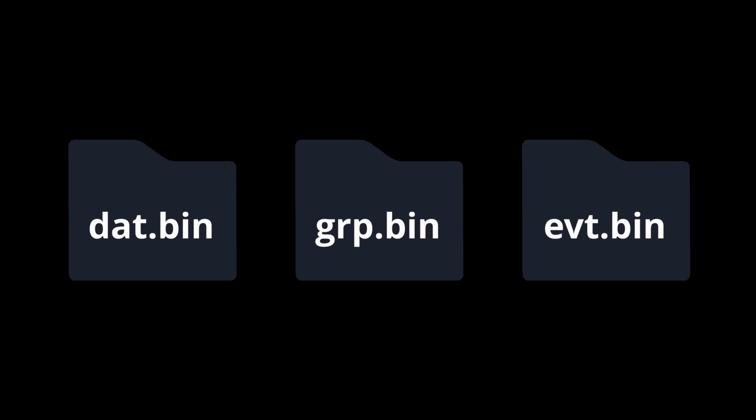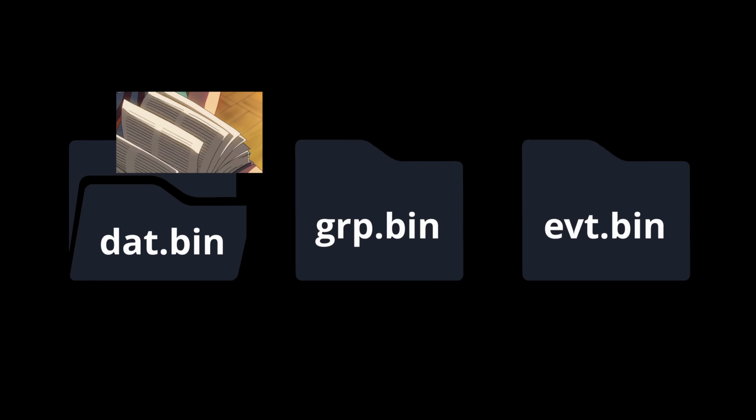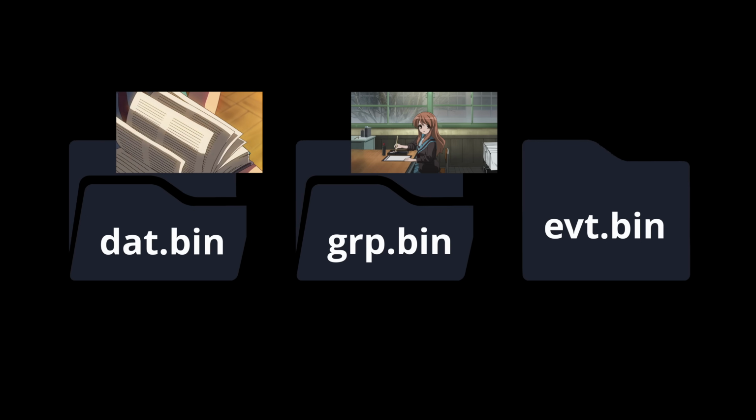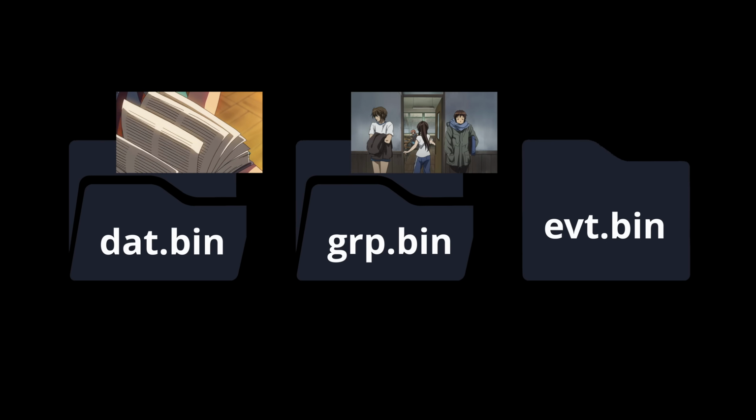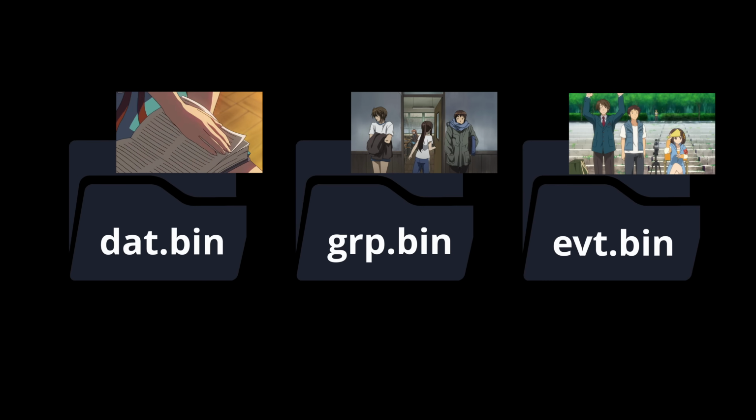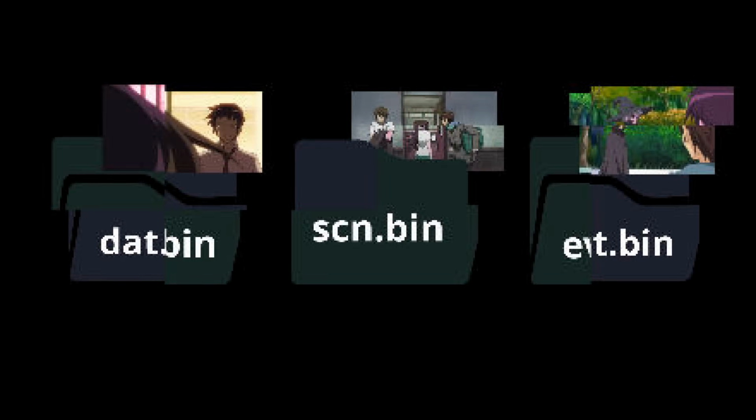From the names of these archives, we can make guesses as to their contents. Dat.bin likely contains data files, grp.bin contains graphics, and evt.bin contains event files. Event is a common term in Japanese games to refer to the story, so these are our scripts. scn.bin probably stands for scene. However, this particular archive seems entirely unused in the game, so we're just going to ignore it.